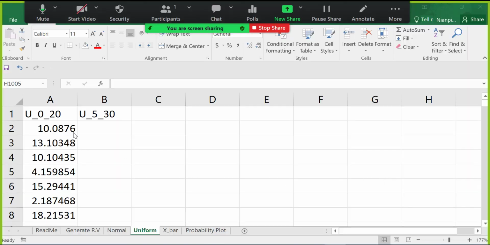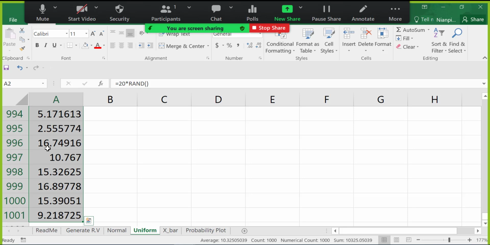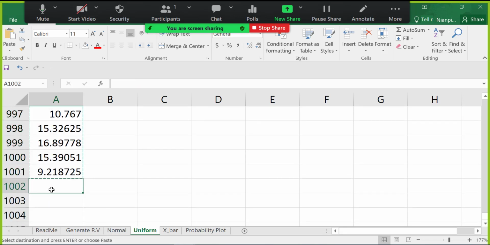So we talk about uniform distribution. Now we generate random variables that follow uniform distribution. For this one, the minimum is 0, maximum 20. So we generate, use this way. And then we generate 2,000 of them. So this is 1,000. I just copy paste.